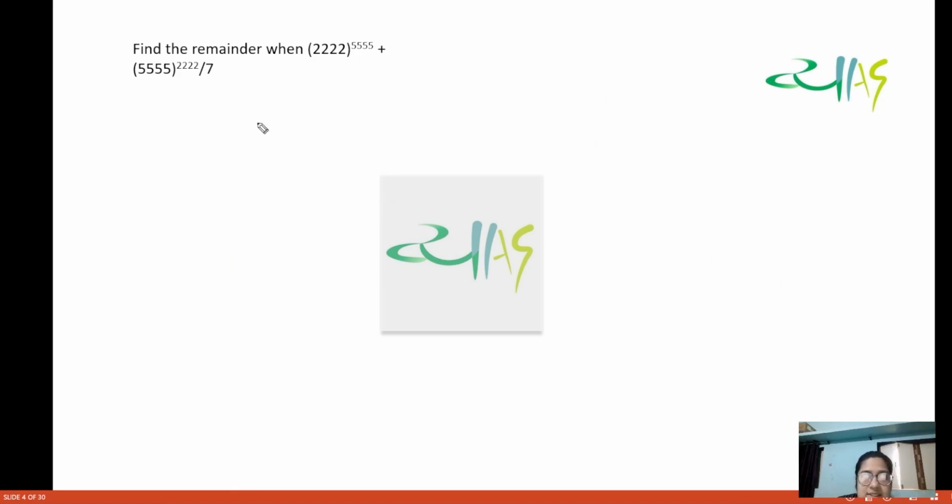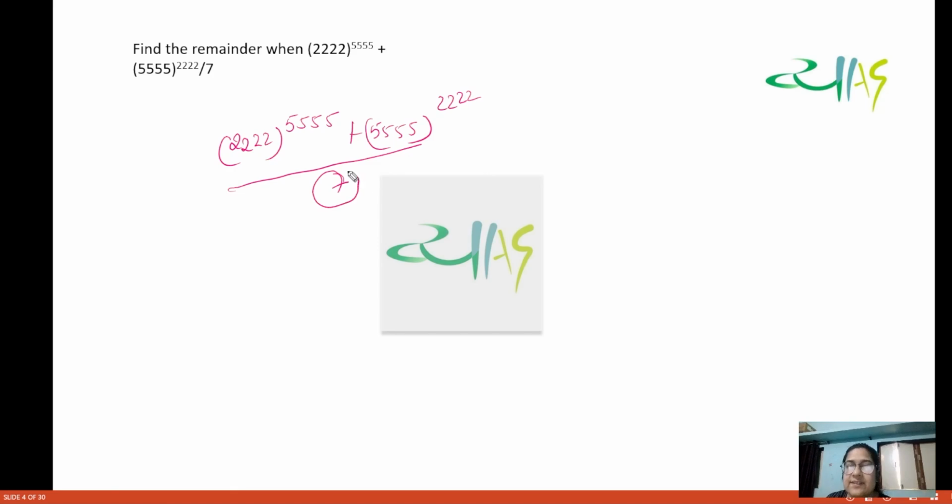Now what this question says is you have 2 raised to the power 5, plus 5555 raised to the power 2222, and this number is divided by 7. So basically how you are going to do this thing? One thing is definite, I can definitely use the a to the power p minus 1 divided by p concept.